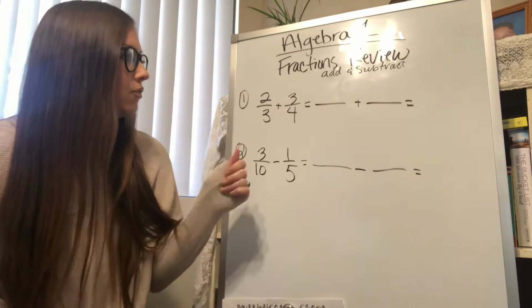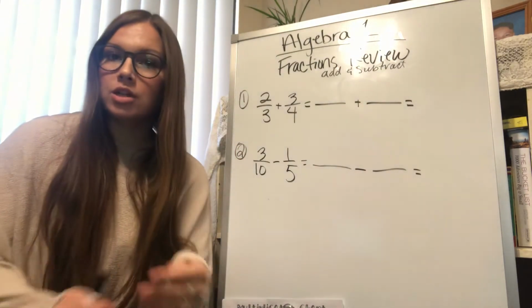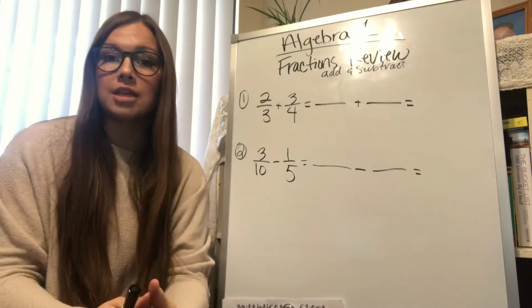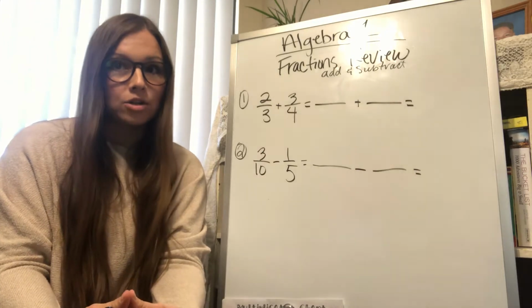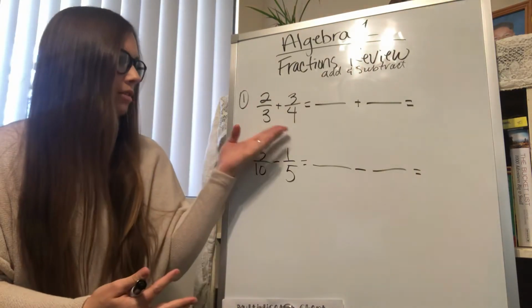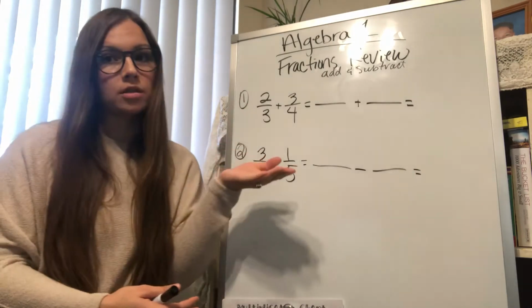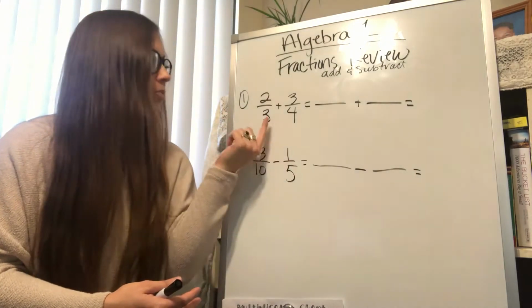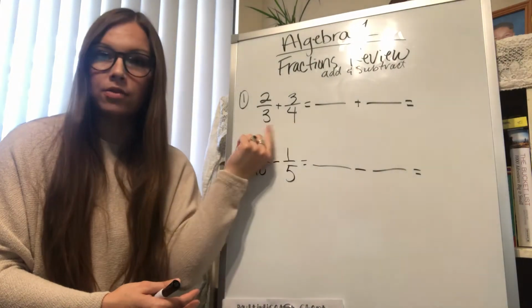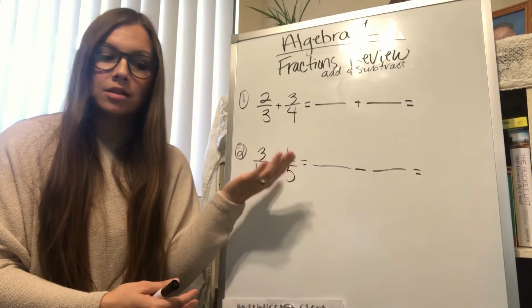So adding and subtracting fractions. Basically, the one thing you need to remember for adding and subtracting fractions is that you have to have like denominators, okay? Or you have to find common denominators. So this first problem, I have 2/3 plus 3/4. I cannot add or subtract those because they do not have the same denominator. They have 3 and 4. So how do we find the denominator?